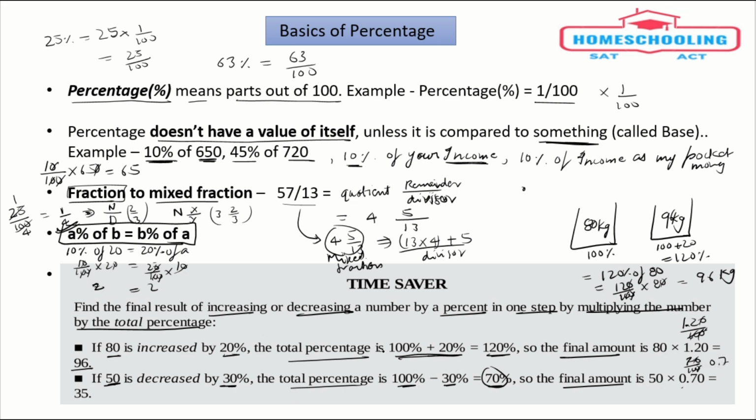So whenever you are increasing, that would be 100 plus that increasing amount. It can be 10, 20, anything. Or whenever something is decreased by a particular percentage, that would be 100 minus that percentage. You will be able to understand these concepts more clearly when we solve the questions.